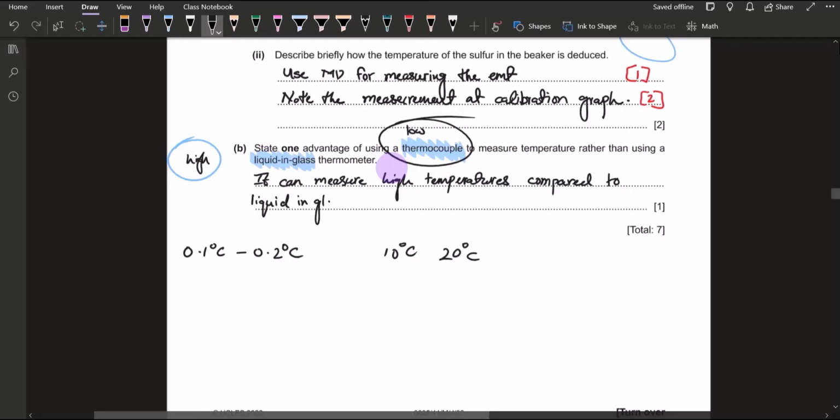In glass thermometer. So we'll get 1 mark for this. And we are done with question number 4.